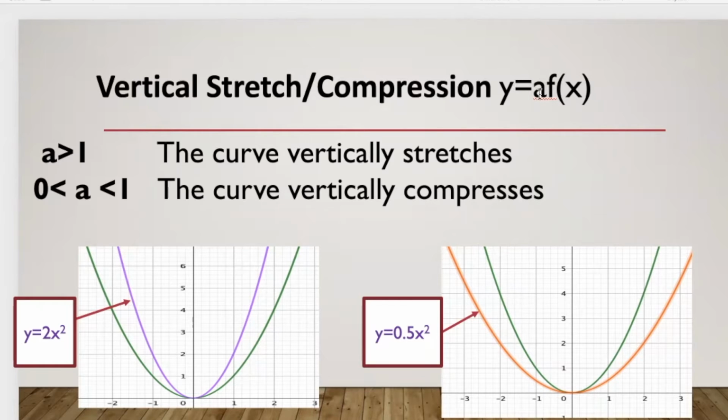Now a is a constant and f of x represents the y value. So it's the y value that is being affected. Now if a is greater than 1, we have the curve vertically stretched. If a is between 0 and 1, that is a is greater than 0 but less than 1, the curve vertically compresses. In this instance, this green curve represents y equal x squared. If I multiply this by 2, I'm multiplying f of x, which is the x squared, by 2.